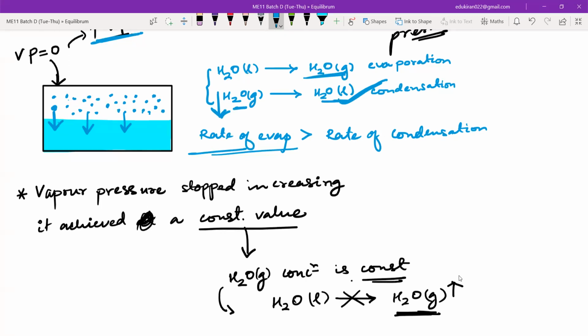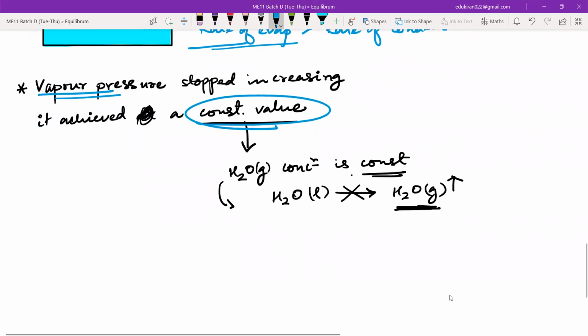Yes, sir. But is the concentration decreasing according to the vapor pressure? Is the concentration of water vapor decreasing? No, sir. No, it is not decreasing. And it is not decreasing. It says that. Now it means that both of these reactions are still happening.